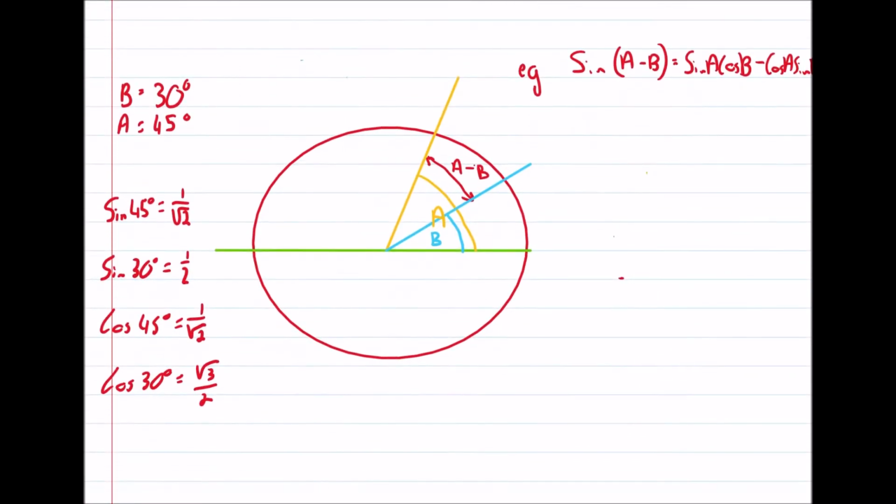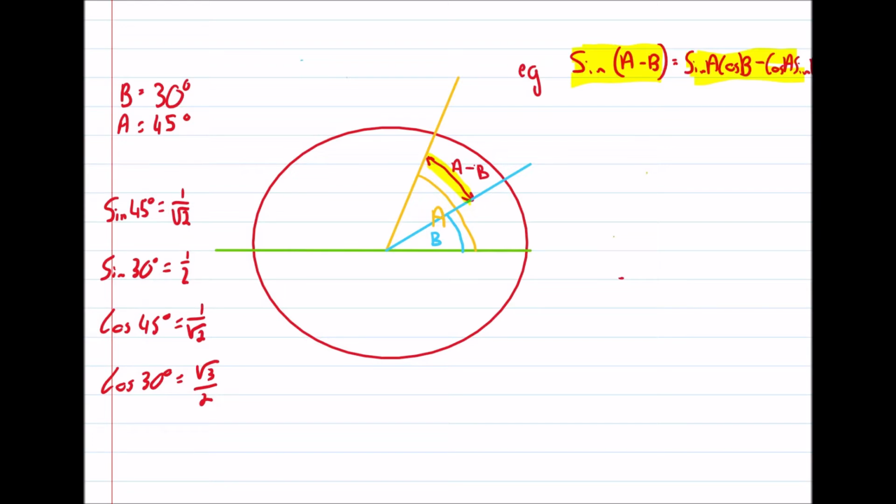So I'll just give you an example. Here we have a unit circle, and we have angle A, which is in the yellowy orange colour, and angle B in the blue colour. The angle A minus B is this red bit here, okay? I want to find out the sine of that angle, the sine of A minus B. So how I do that is I take this formula here: sine (A minus B) equals sine A cos B minus cos A sine B.